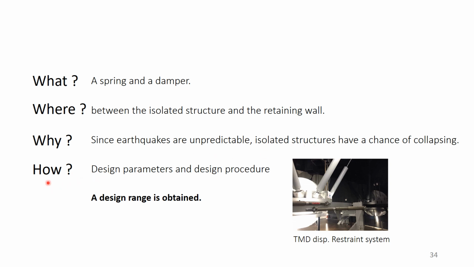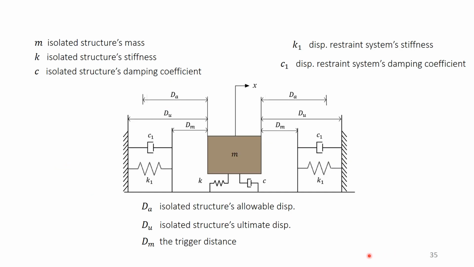And how do we design? First we have to determine the design parameters, and then the design procedure will be determined. And at last, a design range will be obtained. And the picture on the right side is the TMD's displacement restraint mechanism in Nanshan building. So this is the schematic diagram of the displacement restraint mechanism.